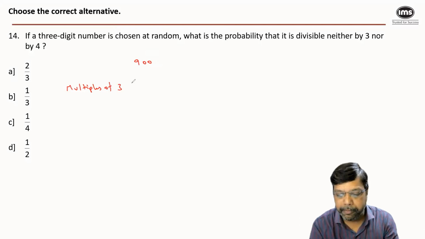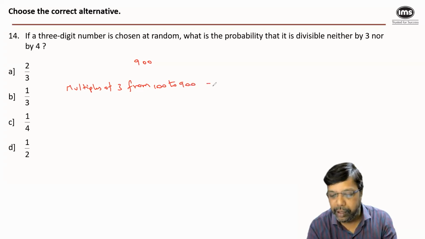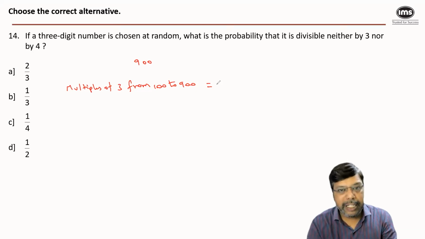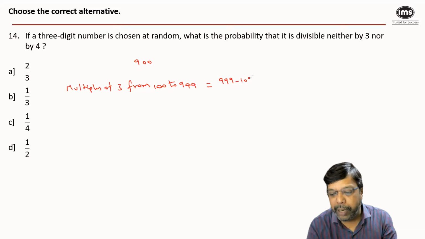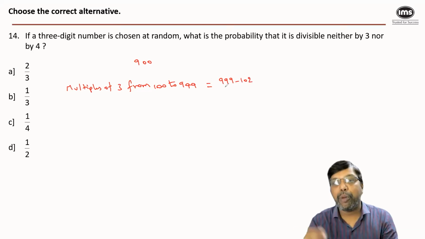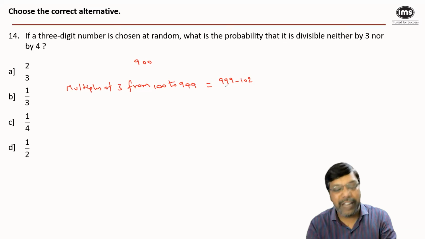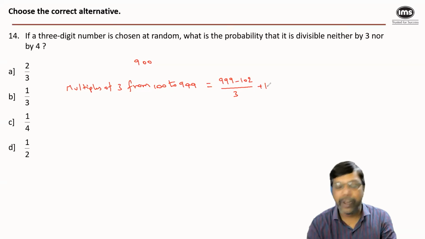Multiples of 3 from 100 to 900. Now, the largest multiple, 100 to 999. So 999 is the largest 3-digit multiple of 3, and the smallest 3-digit multiple of 3 is 102. So the number of 3-digit multiples of 3 we have is (999 minus 102) by 3 plus 1, which is equal to 300.